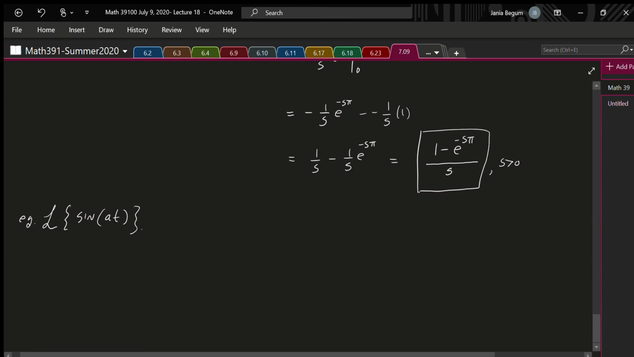So let's try this. We want to plug this into the definition. So we have the improper integral from 0 to infinity. f of t is sine of at, so we have sine of at times e to the negative st dt. Oh boy, so how do we integrate this?